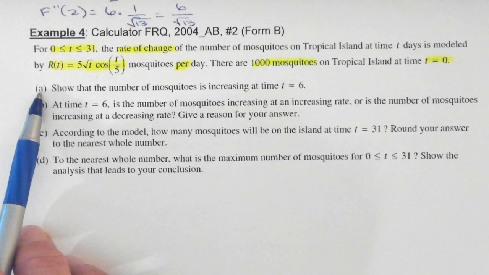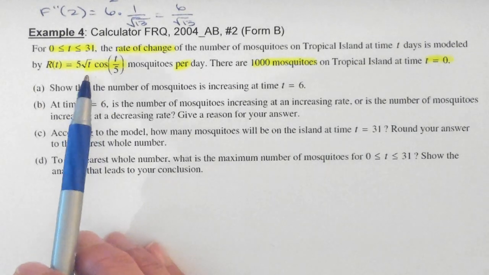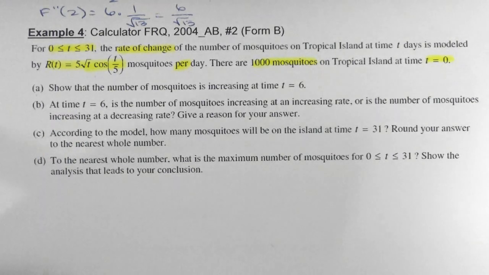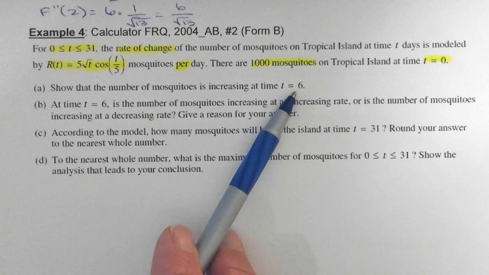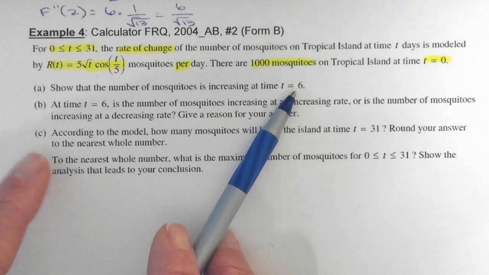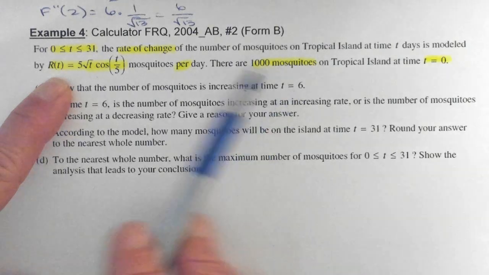In part A, it says show that the number of mosquitoes is increasing at time t equals 6. If you're given the derivative, how do you know that the number of mosquitoes is increasing? What do we look at? Where it's equal to 0, where velocity is equal to 0, and then put it on the number line to see where it's increasing. How do you determine if velocity is increasing or decreasing? Positive. So we're looking to see if at time 6, the derivative, which you indicated velocity, but this isn't velocity, it's okay, is positive.